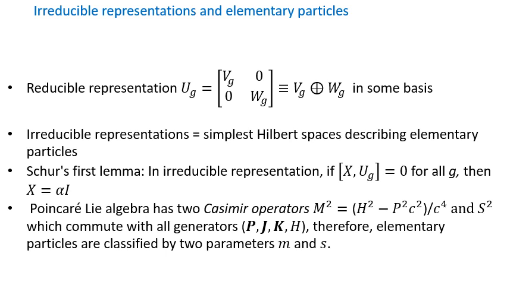Mathematicians know that there are only two independent operators that commute with all Poincaré generators. They are called Casimir operators. These are operators of the mass squared and the spin squared. Then, by Schur's lemma, these two operators act by simple multiplication in irreducible representations. Therefore, all irreducible representations can be classified by two real parameters, mass and spin.